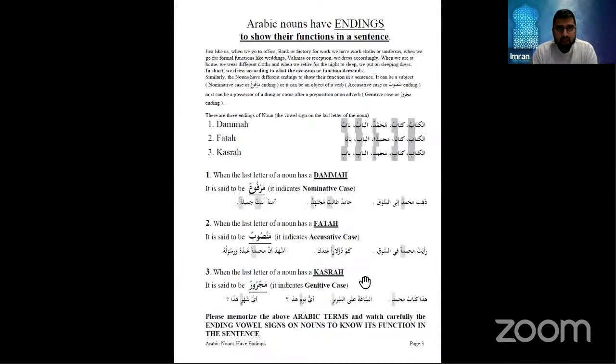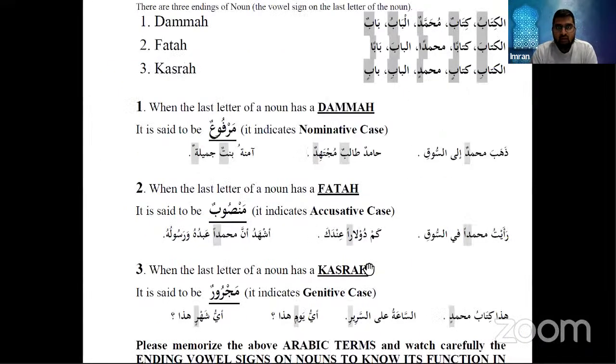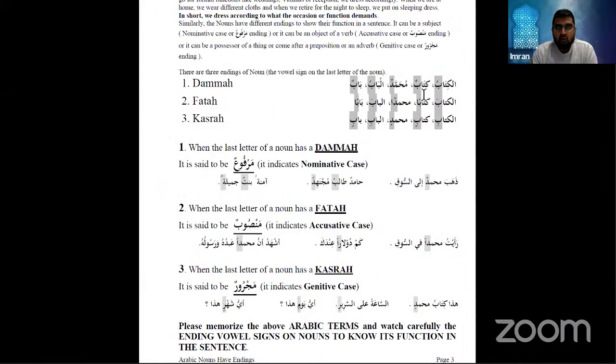Right. And then I mentioned to yourself, dhamma: al-kitabu and kitabun, Muhammadun, al-babu and babun. So fatha could be fatha tanween or fatha by itself: al-kitaba, kitaban, and so forth. Kasra: al-kitabi, kitabin, Muhammadin. Now, when the last letter of a noun has a dhamma, it could be of two types, a dhamma tanween or a dhamma, and the state of the noun is called marfu', marfu'un.